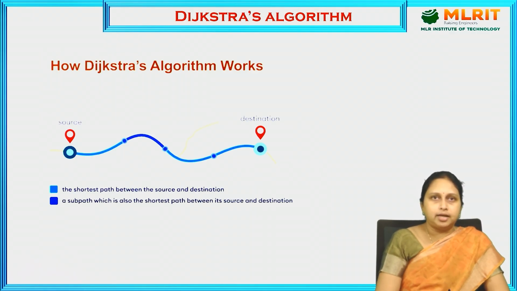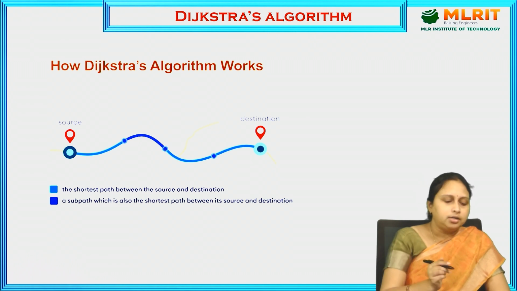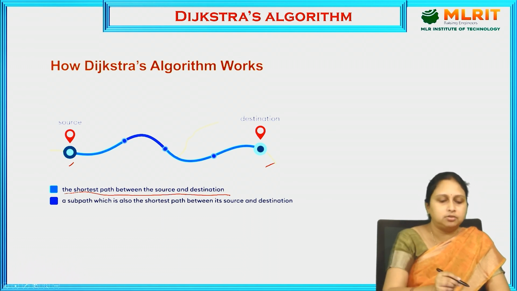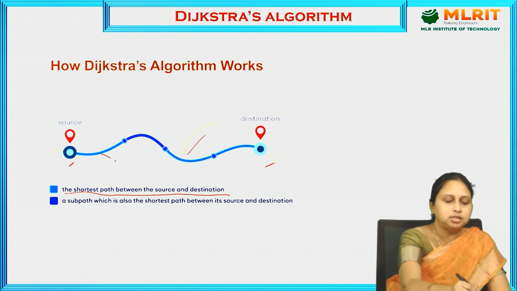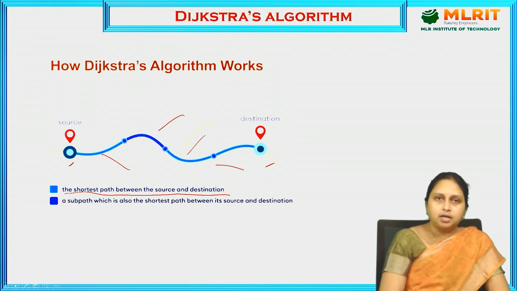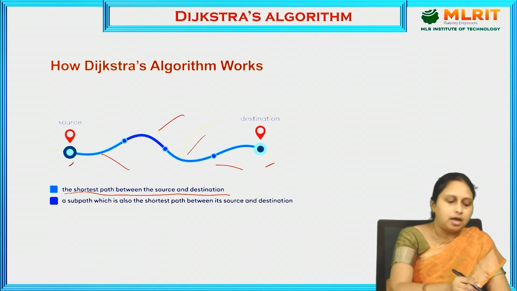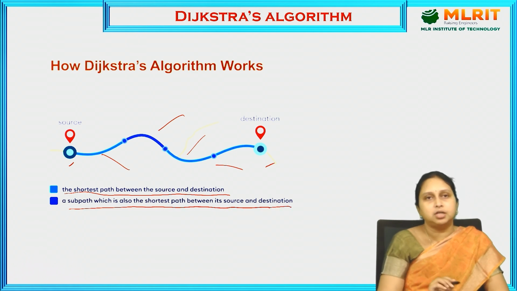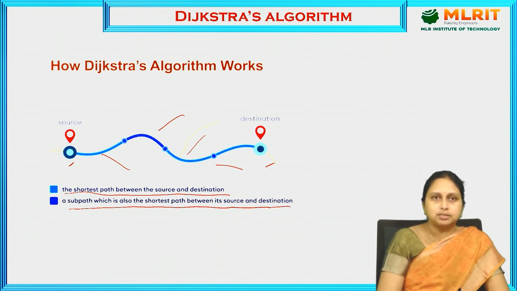Let us take a real-time example, which may be mainly used in Google Maps also. You can see the source here and the destination here. This will give the shortest path between the source and the destination. If you have many different paths in between, it will take the shortest path and give that as your destination. And a subway, which is also the shortest path between its source and destination, it will also show. It will select that subway subpath and consider it as the shortest path.